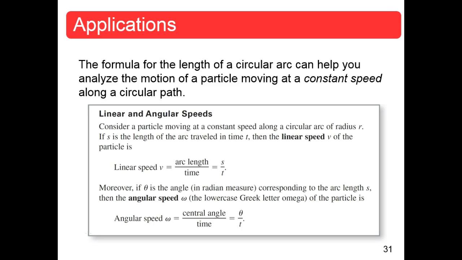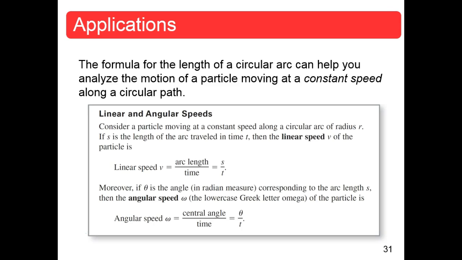Distance over time. So the distance you traveled is the arc length, and the time is the time. So the linear speed would be arc length divided by time, s divided by t. Now, that's linear speed, distance over time. Meters per second, centimeters per second, inches per second, furlongs per fortnight, whatever you happen to be using. Distance over time.